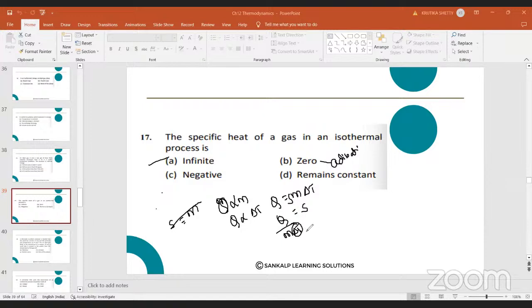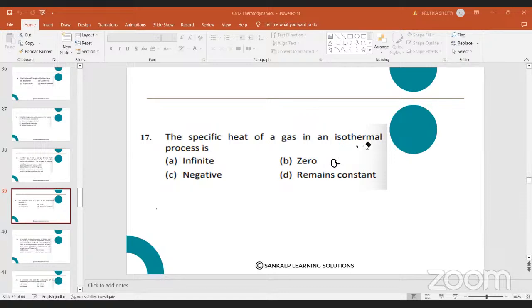When this is constant, if you differentiate this, here 0 comes. So anything by 0 is nothing but infinity. Understood? It is option A. Option A. I hope it is clear to you. Let us go for the next question. Okay, option A is correct here. Next question.